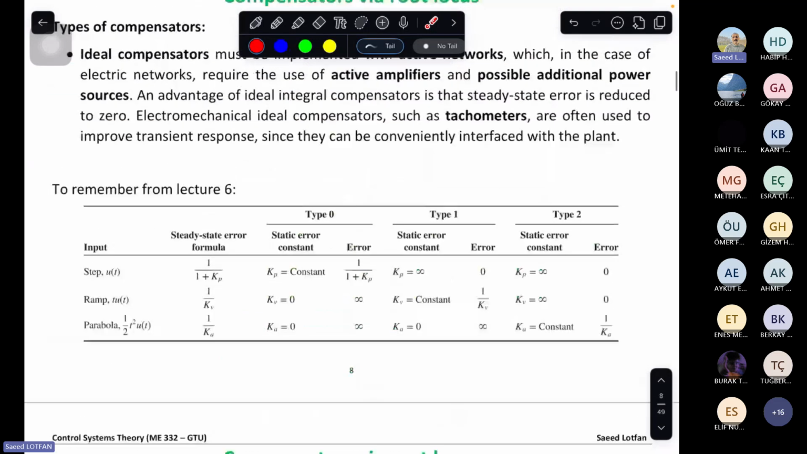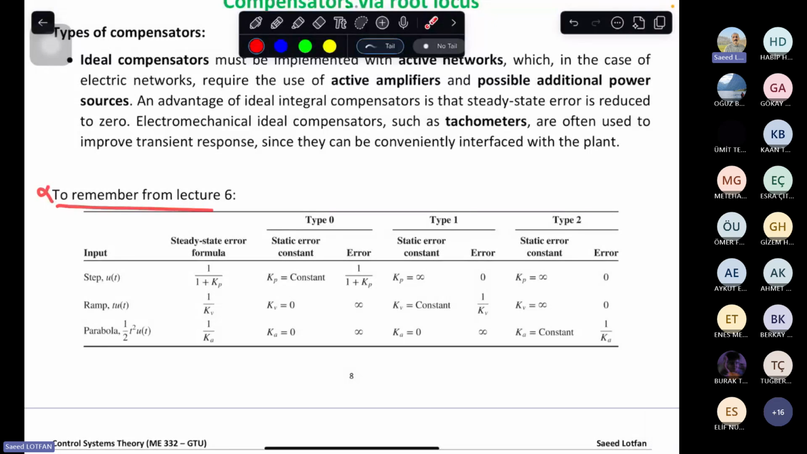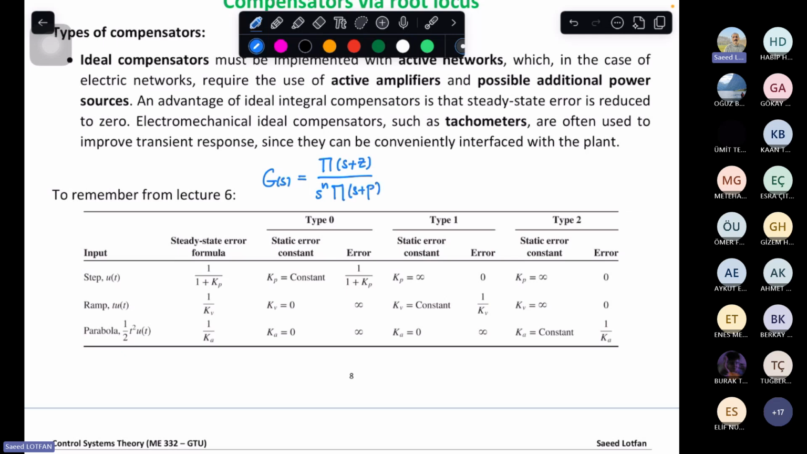Here I have a topic from lecture 6. From lecture 6, we discussed the steady state error, and we saw that the type of the system, in which the open loop transfer function, which is feedback transfer function, is written as product of s plus some zeros over s to the power of n, product of s plus some poles. Let's say this is i and this is j. So in this condition, n showed the type of the system.